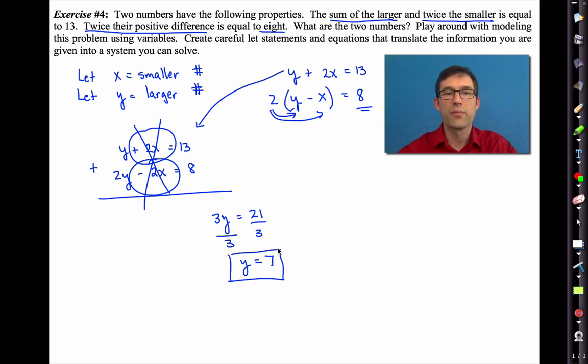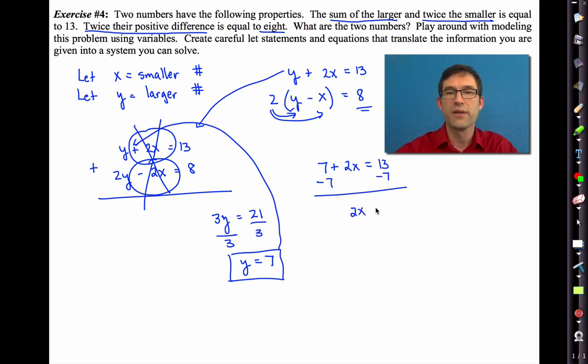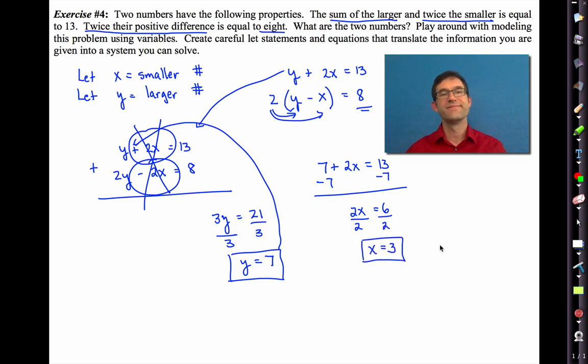Now to get our smaller number, I think I'll take the y equals 7, and I'll put it in here. So I'll get 7 plus 2x is equal to 13. Subtract a 7 from both sides, we'll get 2x is equal to 6. Divide both sides by 2, and we'll find our smaller number is 3. And that's it. The two numbers are 3 and 7.